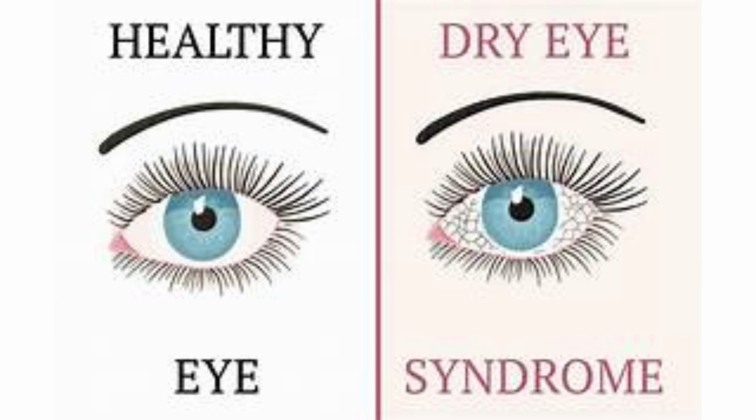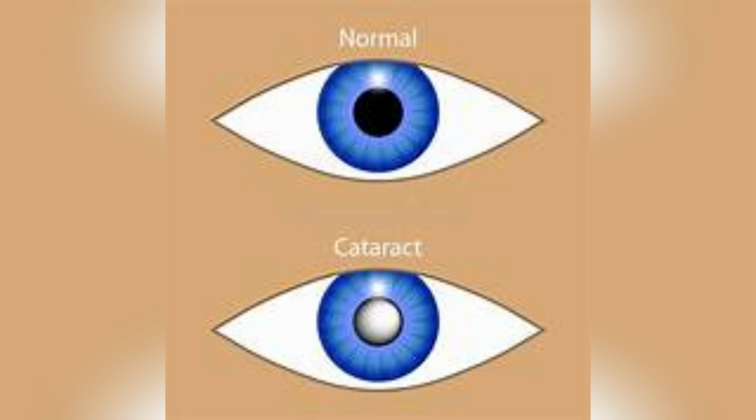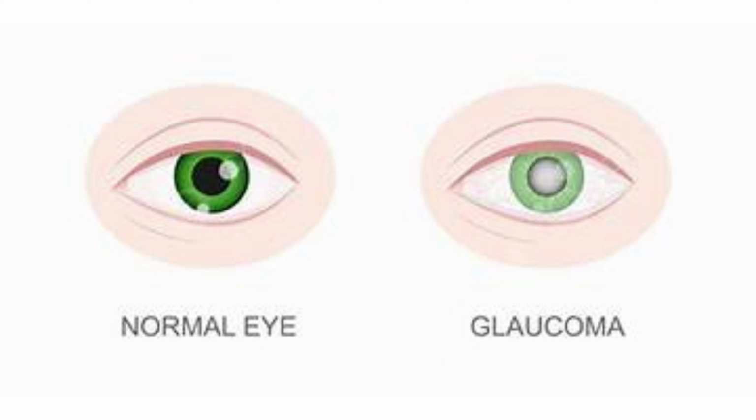Dry eye syndrome. Dry eye syndrome occurs when your eyes do not produce enough tears or the right quality of tears. It can cause discomfort, itching, and a feeling of dryness. Cataract. Cataracts is the clouding of the eye's natural lens, leading to blurry vision and difficulty seeing clearly. It's often age-related but can also result from other factors like injury or certain medications.